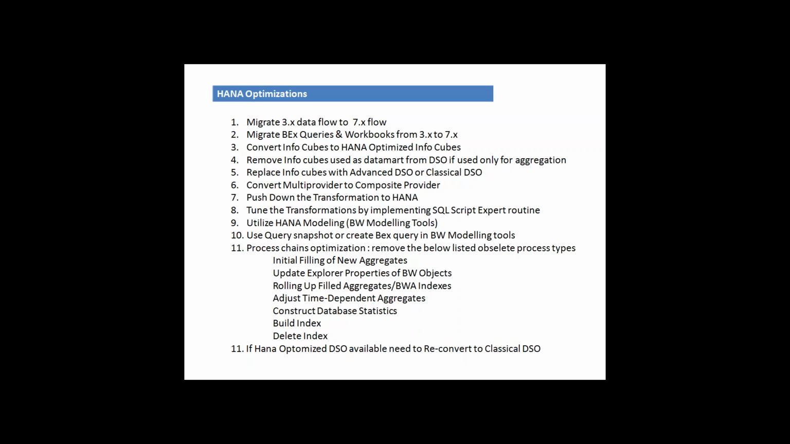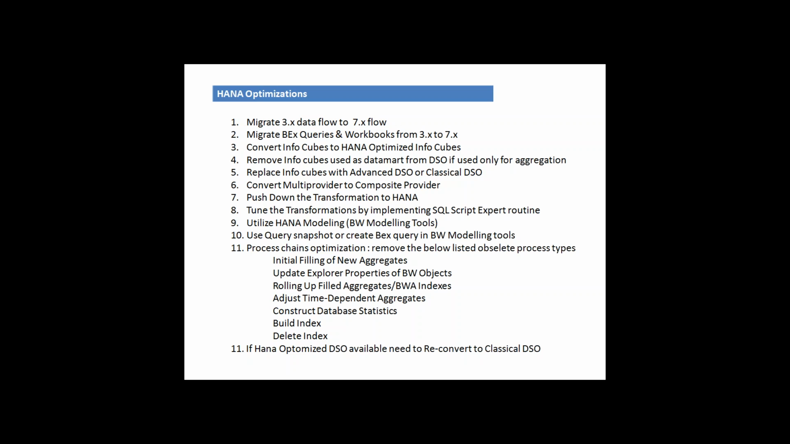And convert multiproviders to composite provider, and then push down the transformations only for specific use cases where my transformations are really slow. Once it is migrated to HANA, I can start customizing or optimizing those transformations by implementing HANA expert script routines using ABAP managed database procedures. And we start leveraging BW modeling tools of HANA perspective and query snapshots. If there are some queries which are running slow, I can start using the concept of query snapshot to improve query performance.